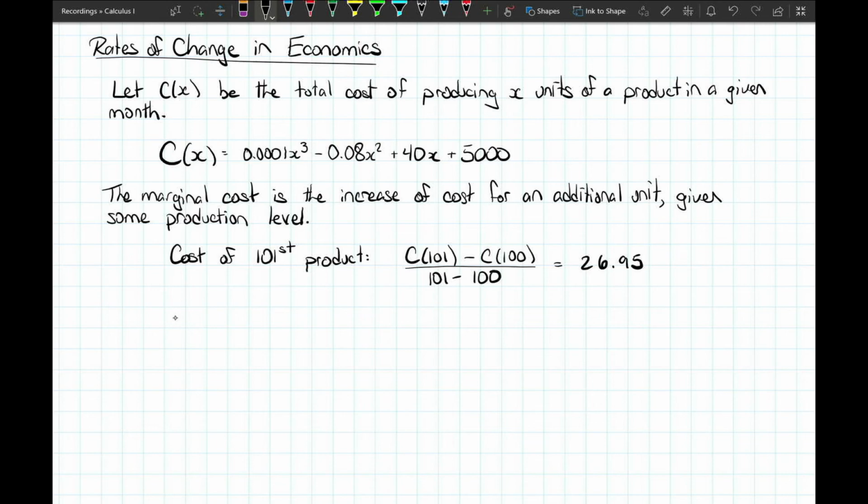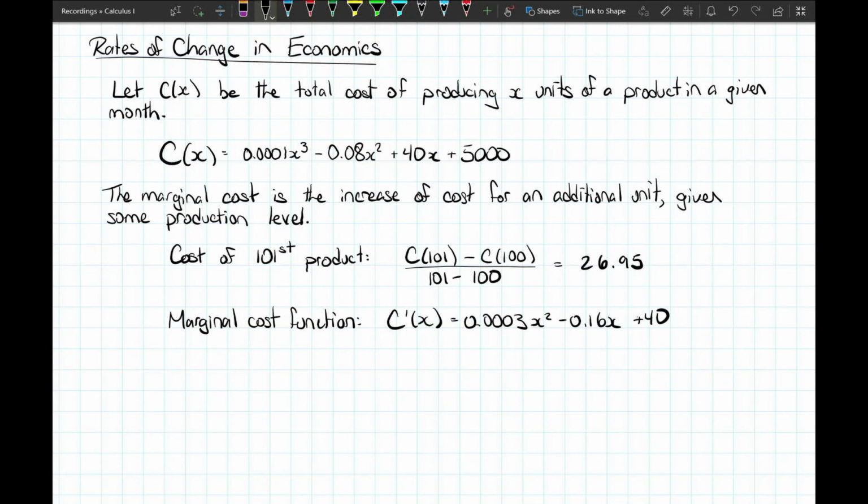Simply, we'll just take the derivative of the cost function and call it the marginal cost function. And this function tells us how quickly costs are increasing at any given time. What we can do is, if we've already made 100 units, we can estimate the cost of the next unit by just plugging in a production level of 100 units into the marginal cost function. And this gives us $27, which is approximately the same as calculating this additional cost manually.